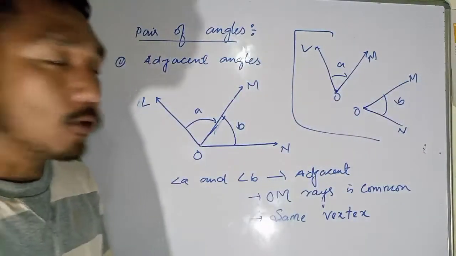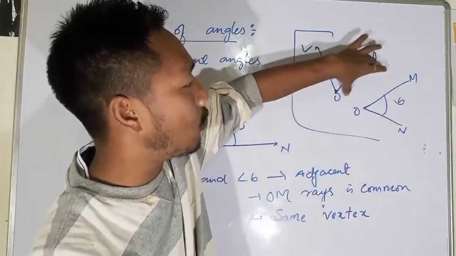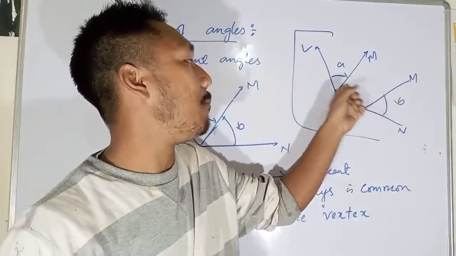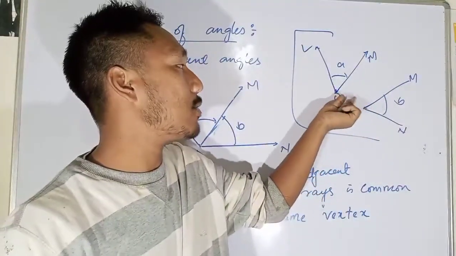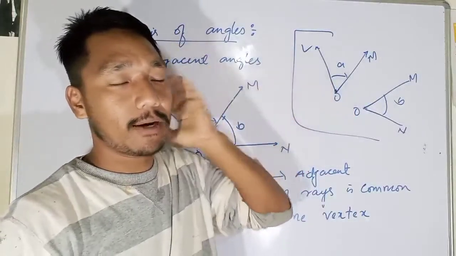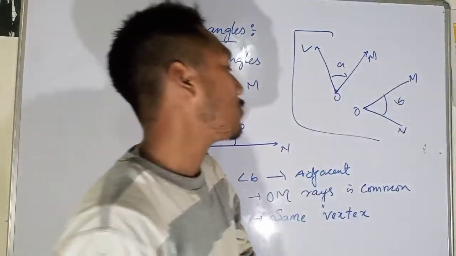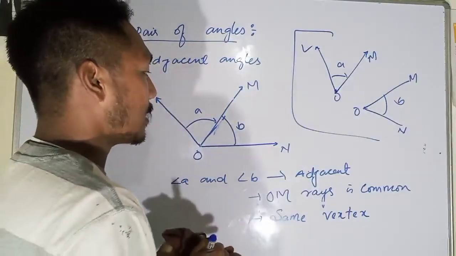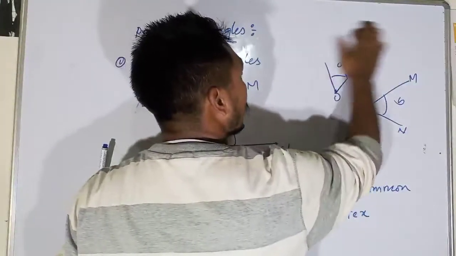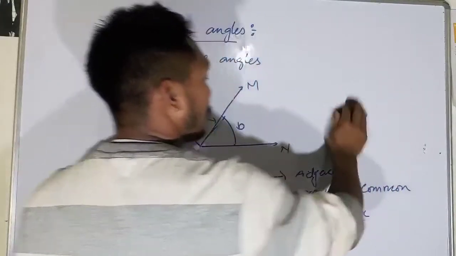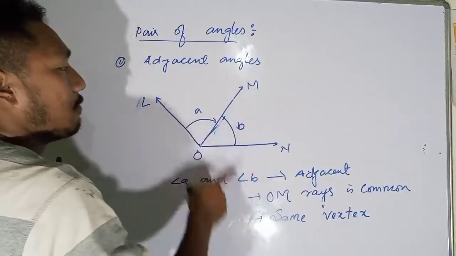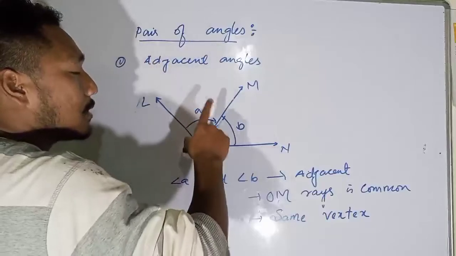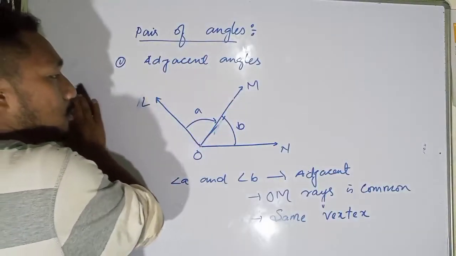No. Why? Though their arms are written as OM and OM, their vertices are not the same. The vertices are not lying together on the same point. So such types of angles you cannot consider to be adjacent angles. Their condition is that they should have the same vertex and a common arm.